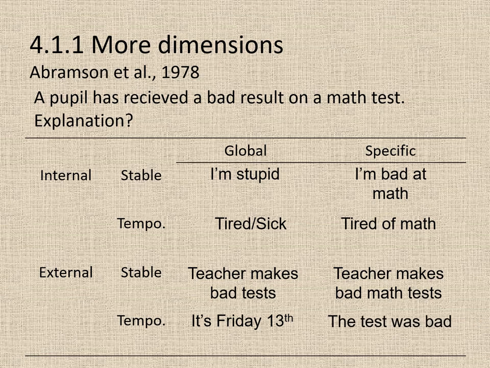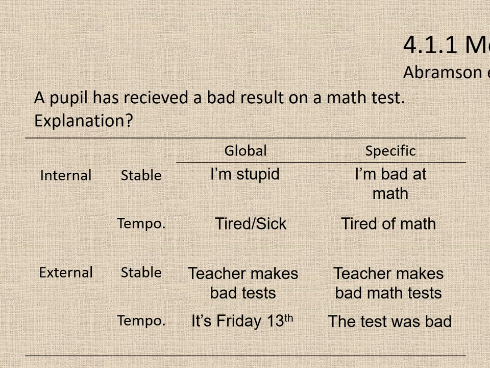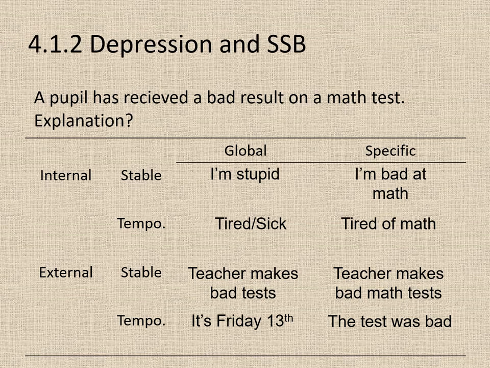And we change subject. Depression and self-serving bias. What do you think? How do depressed people generally explain things? If you receive a bad result in a test, how would you explain that? How do normally functioning, happy people explain failures?